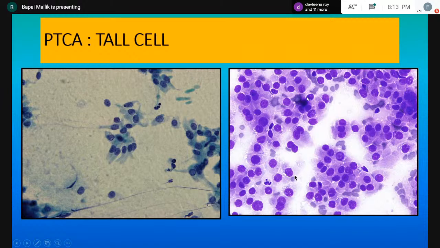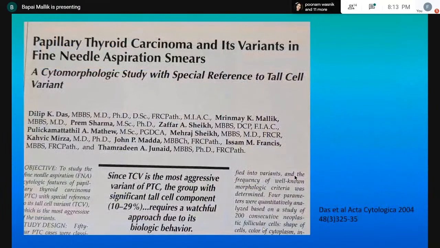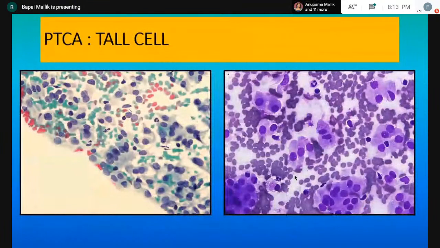See, the nuclei are towards one of the ends. Here is a very prominent intranuclear inclusion. So these are 2 representative pictures of the tall cell variant of papillary thyroid carcinoma. And we published a series of cases with special reference to tall cell variant and some of the other variants on fine needle aspiration cytology back in 2004 in Acta Cytologica. This is another picture of one of the cases of tall cell variant of papillary thyroid carcinoma. Look at these cells. So these are tall cells.